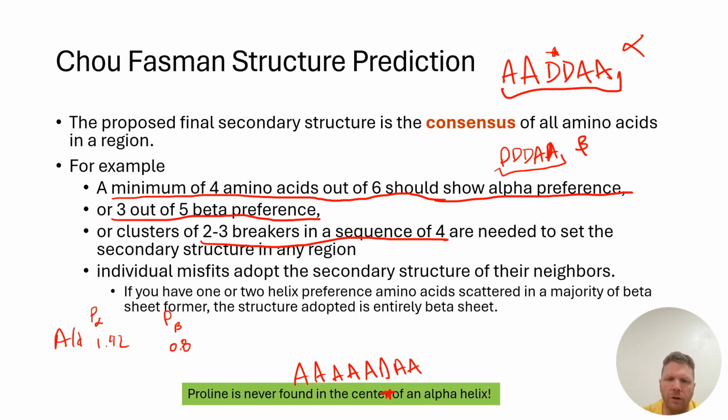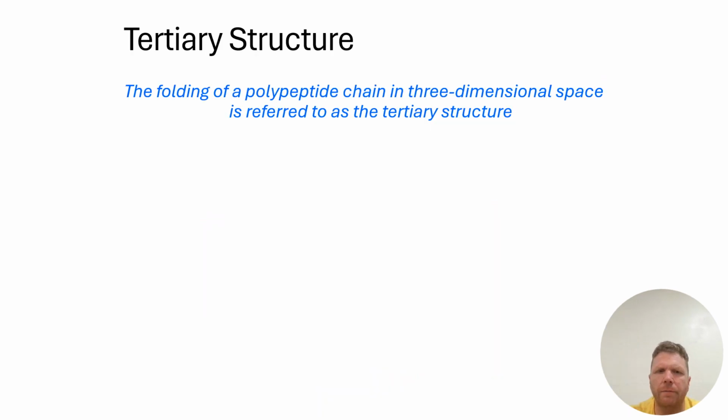Now, one thing that remains to be true, proline is never at the center of an alpha helix. So that's kind of a takeaway. Now okay, so that's all about our secondary structure. We've got our alpha helices and our beta sheets. Then we have those tight turns where we're either having a proline or a glycine.